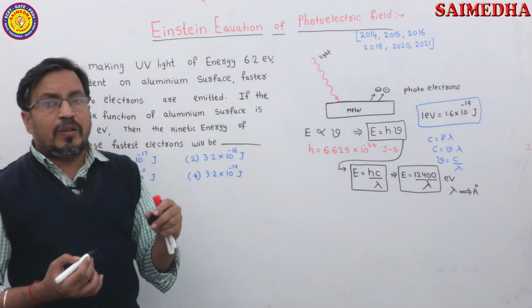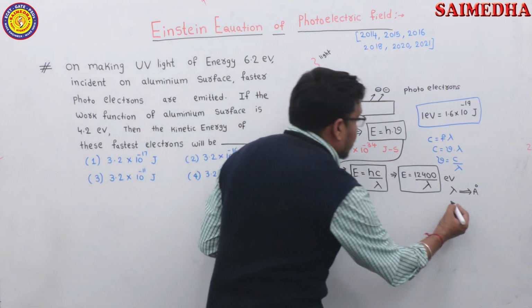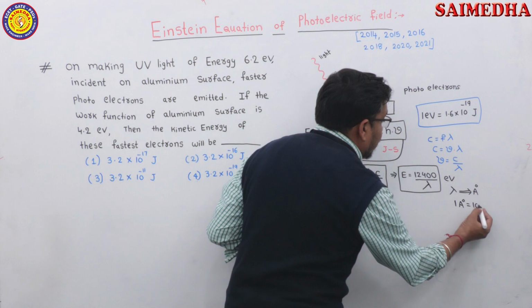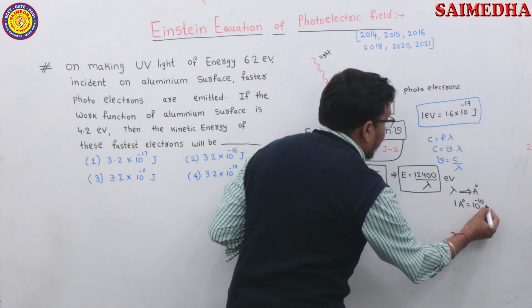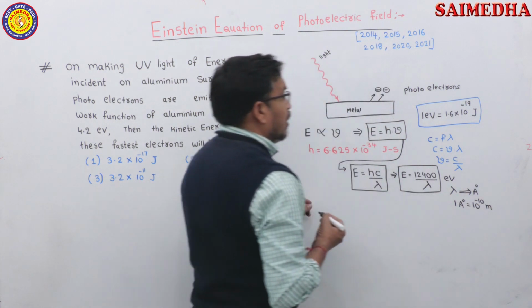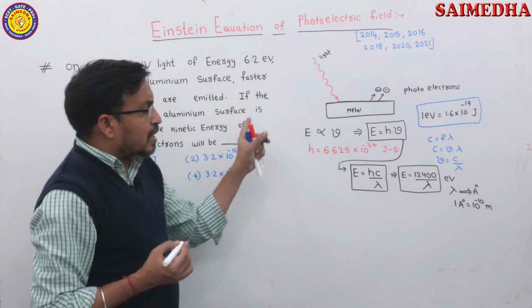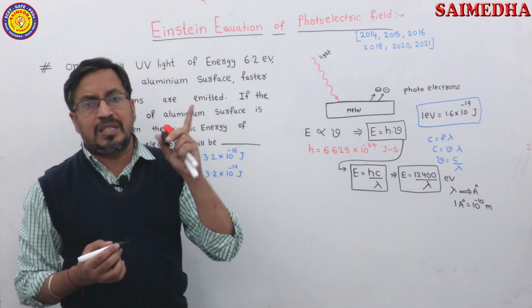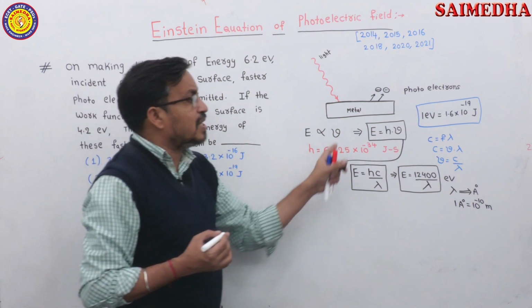Student, 1 angstrom equals 10 power minus 10 meters, you must remember this. If you remember these 3 formulas, compulsorily you will get 1 question from this topic, and conversion is very important.